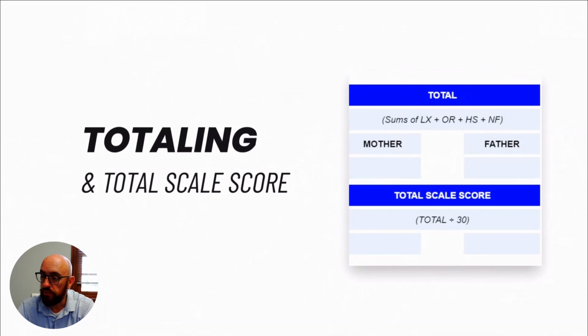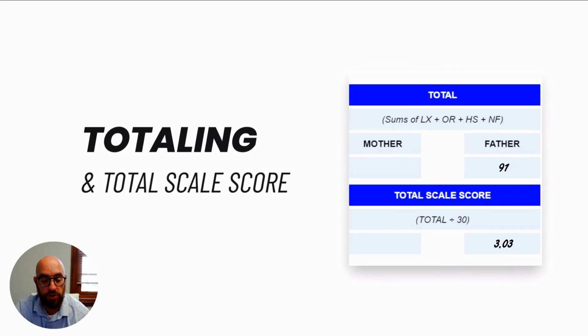And then further down, for totaling and total scale score, we're going to add all of the scores together: laxness, overreactivity, hostility, and no factor for each of the parents, and put the score there. In the case of John, he received a 91. Then we're going to take the total and divide by 30, which is the number of items in the entire parenting scale, 3.03.